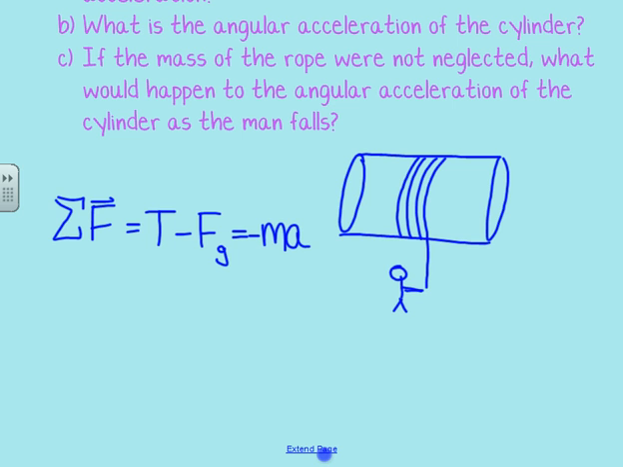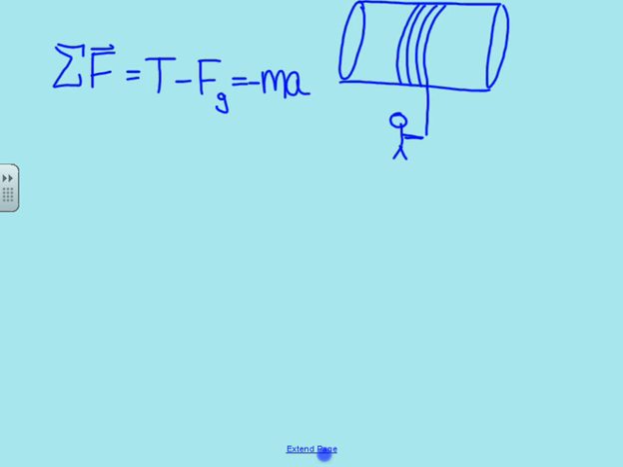Next, let's look at a net torque equation. The only thing causing a torque on this cylinder is that tension force. So the net torque is tension times radius times sine theta. We know that that's equal to I alpha.